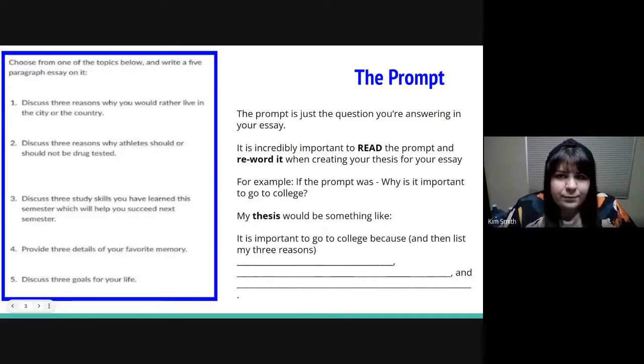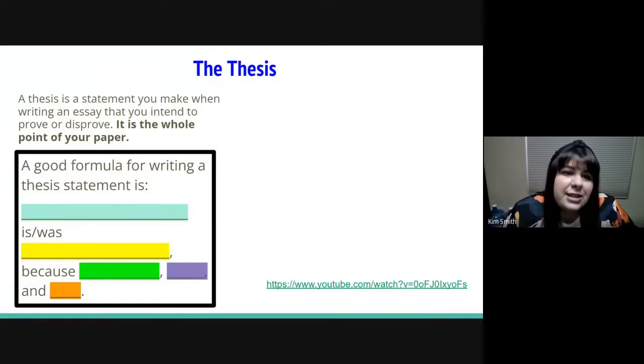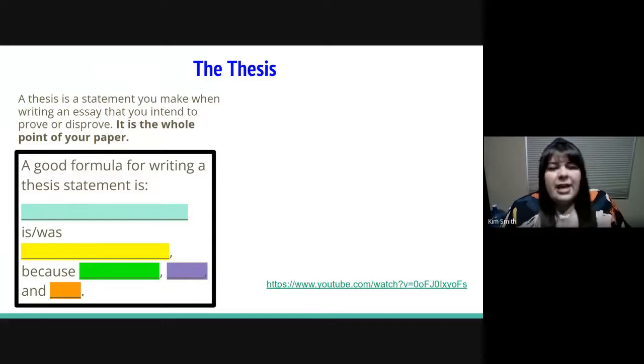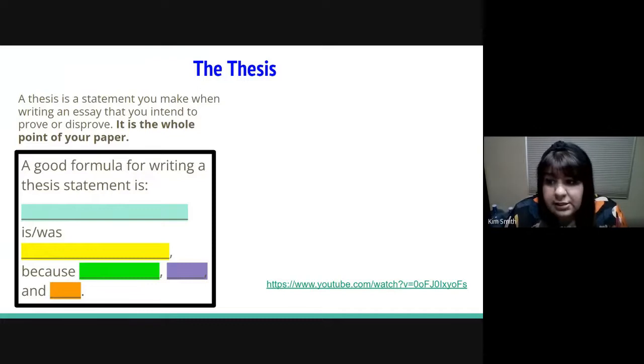to write about. The thesis is basically a statement you make when writing an essay that you would intend to prove or disprove. Again, it is the whole point of your paper. I want to stop here because the thesis is extremely important. And if I'm perfectly honest, the thesis is what determines whether or not your essay passes. And so we have to make sure we follow a good formula for writing a thesis. I provided that below. So you can go ahead and write this down.